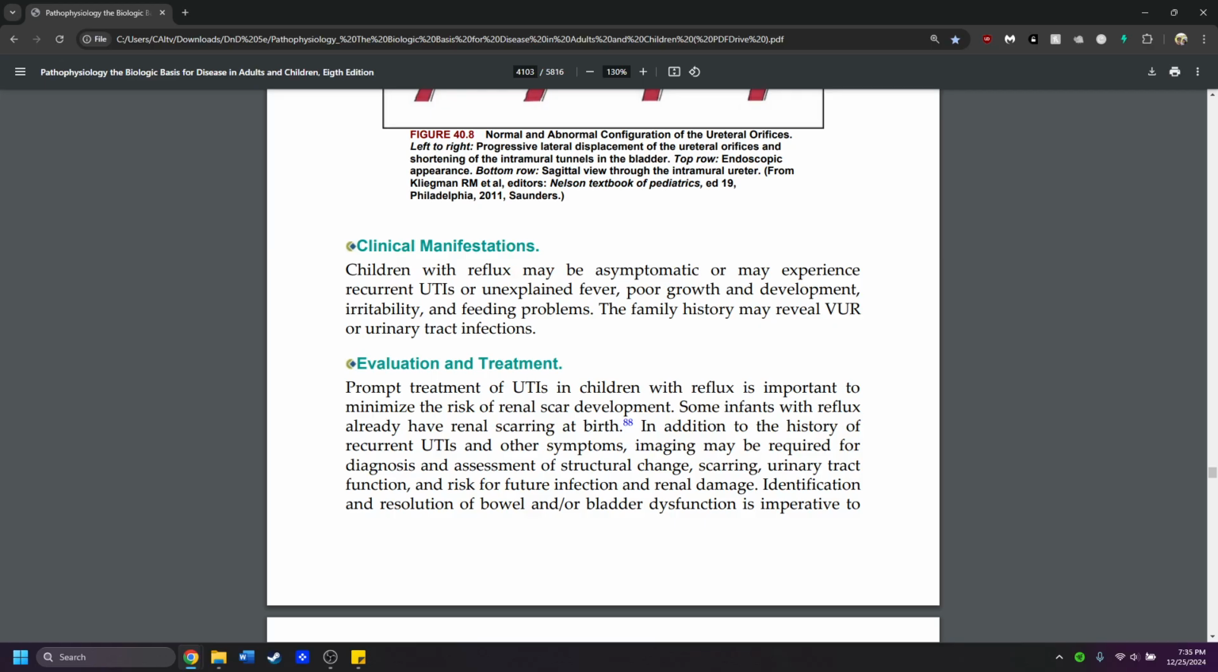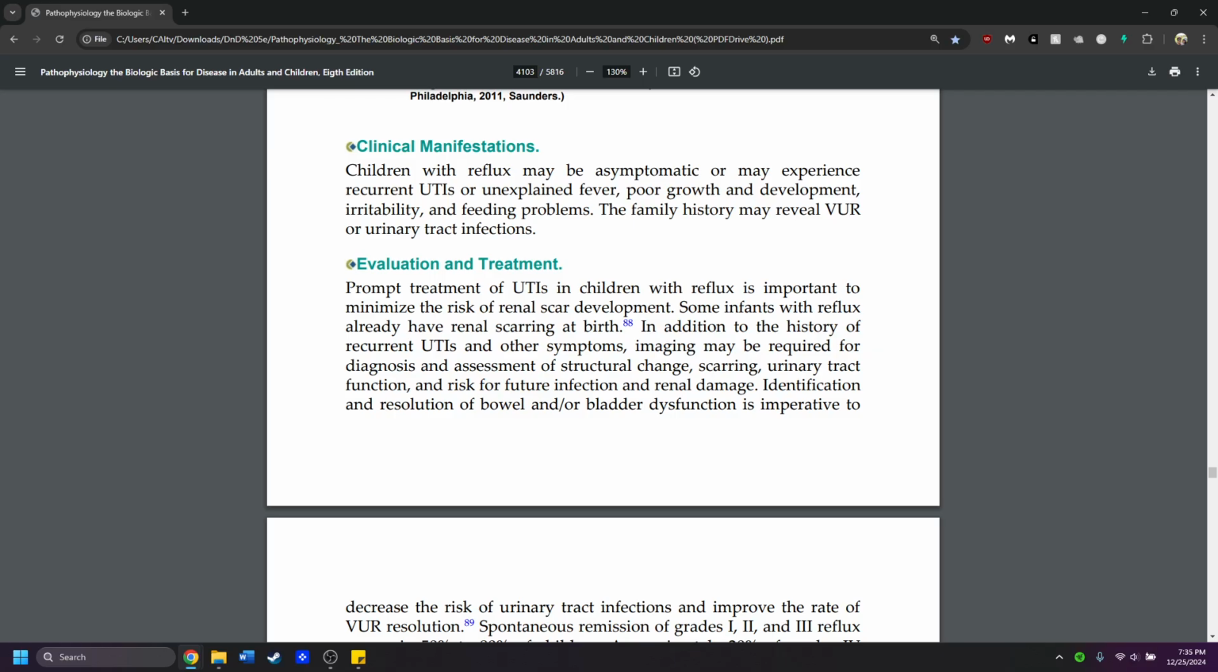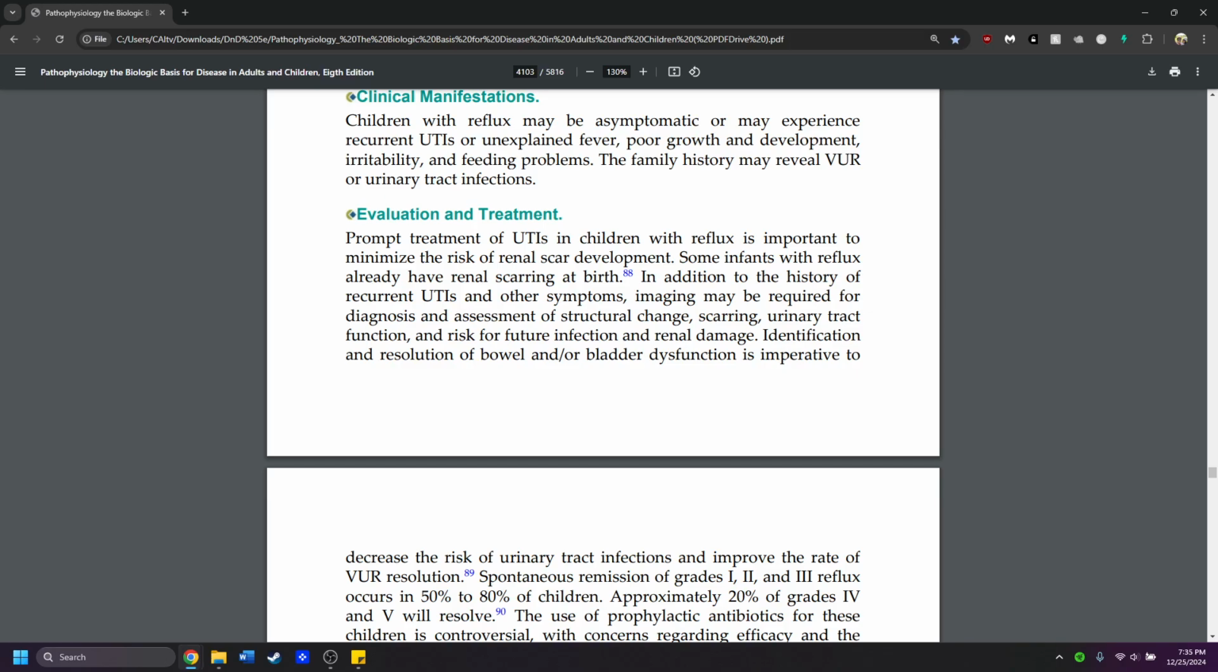So our treatment plan and evaluation include prompt treatment of UTIs in children with reflux. It is important to minimize the risk of renal scar development. Some infants with reflux already have renal scarring at birth. In addition to the history of recurrent UTIs and other symptoms, imaging may be required for diagnosis and assessment of structural change, scarring, urinary tract function, and risk for future infection and renal damage.